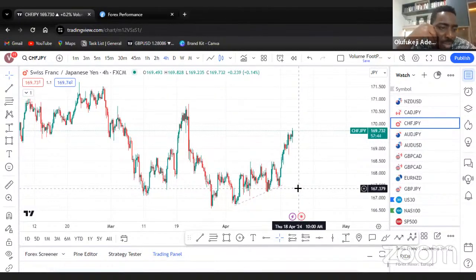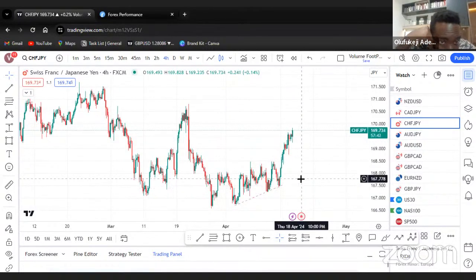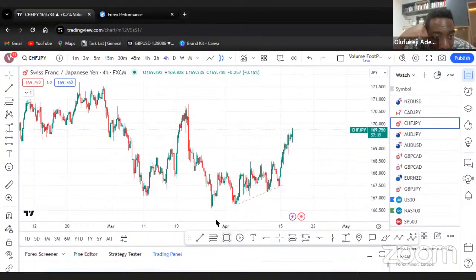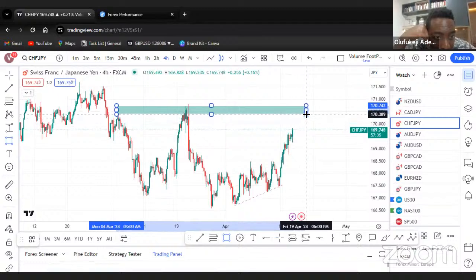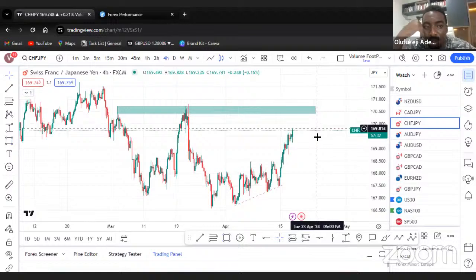Where is price right now? There's a box pattern there. There's a shoulder. After the shoulder, we saw a sweep.